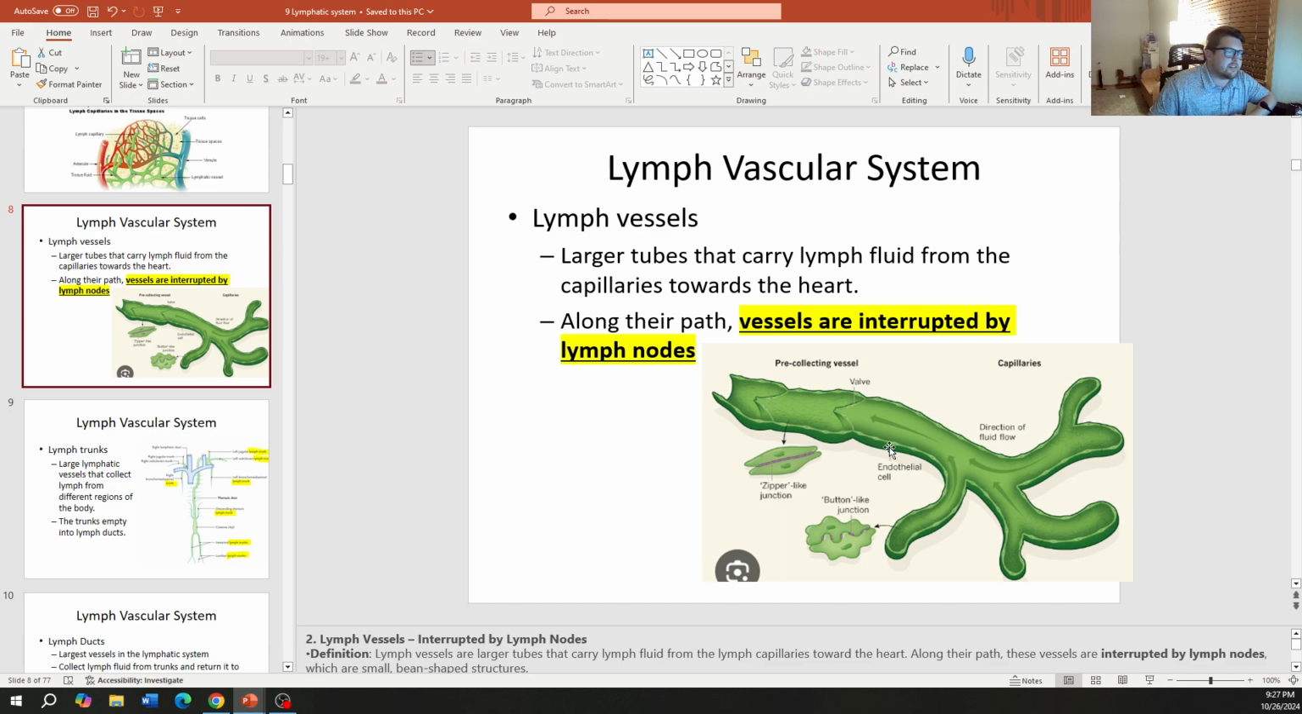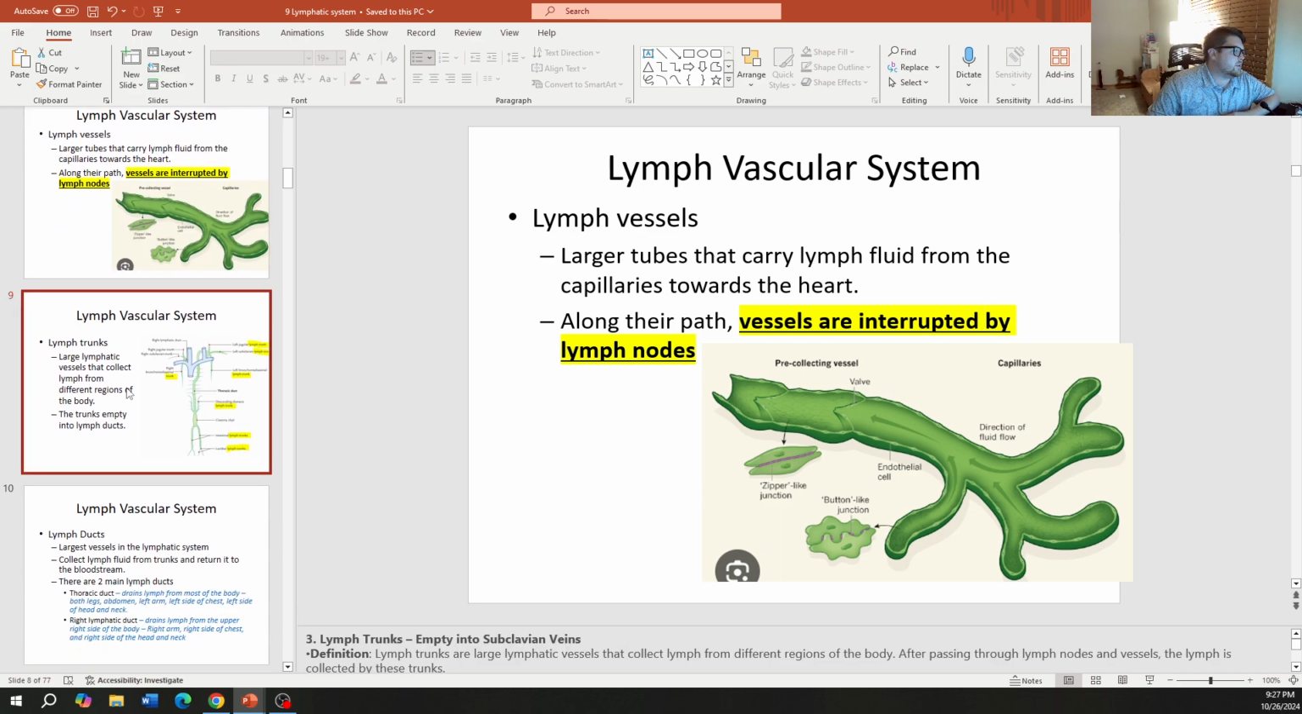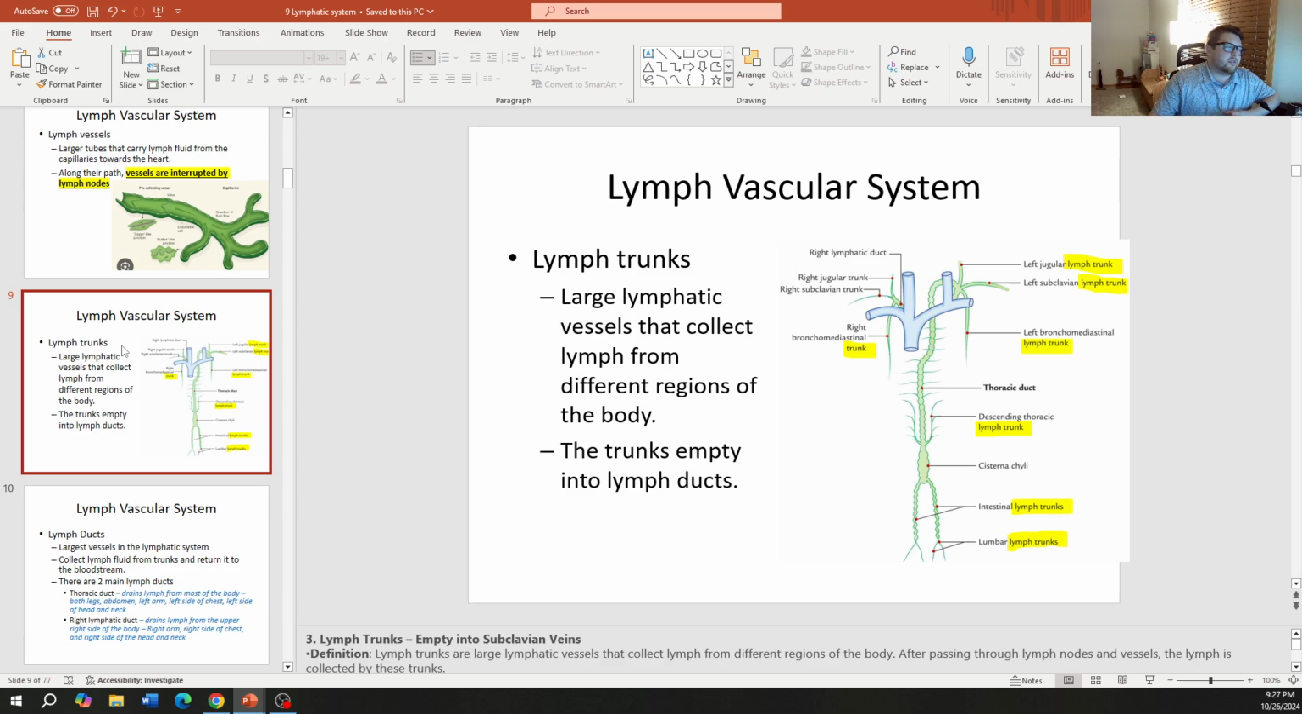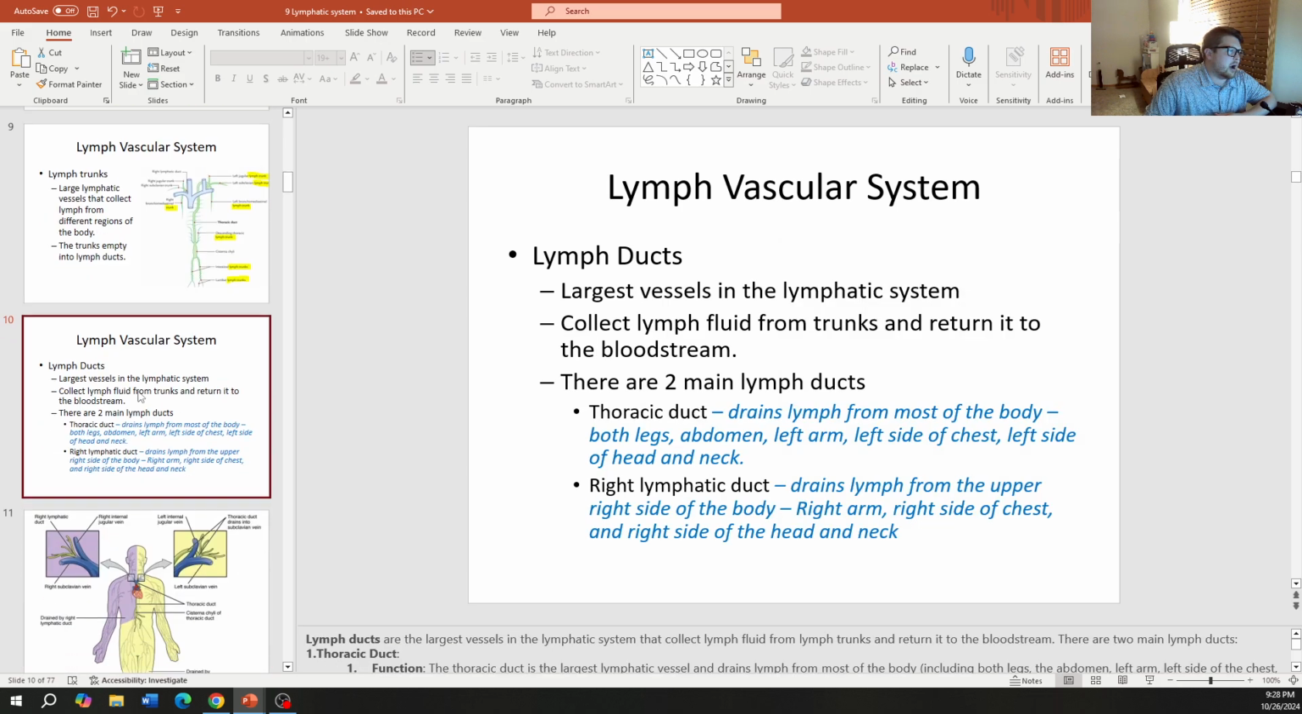Additionally, much like veins, where we saw those one-way valves, our lymph system also has these one-way valves, very similar to the venous system, in order for the lymph to get pushed one direction so that it doesn't flow backwards. After the vessels, the vessels come together and form lymph trunks. Similar to the bigger veins and bigger arteries in the circulatory system. So these are large lymphatic vessels. They collect the lymph, and these empty into lymph ducts.